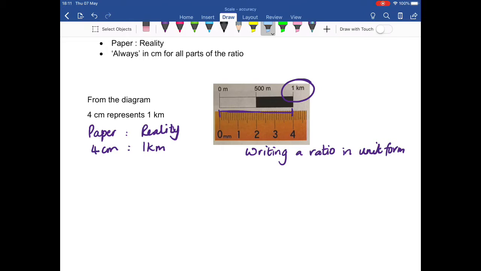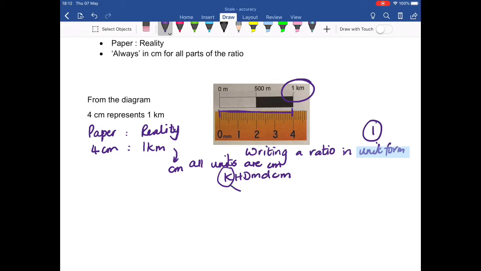Now remember, unit form means 1. A unit is 1 or per. And we're always going to get the paper to 1 centimeter. But the first thing we have to do is make sure that all units are centimeters. So 1 kilometer, we need to change it to centimeters. And now we go and find good old King Henry. King Henry died miserable death called measles. We are changing from kilometers to centimeters.